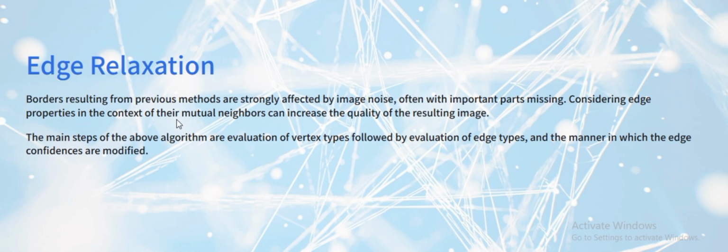In relaxation, we are going to evaluate vertex types, followed by the evaluation of edge types and the manner in which the edge confidences are modified. By using the determination of vertex types and edge types, we can easily find the appropriate edges, which is helpful in detecting or removing the unwanted noise present in that image.